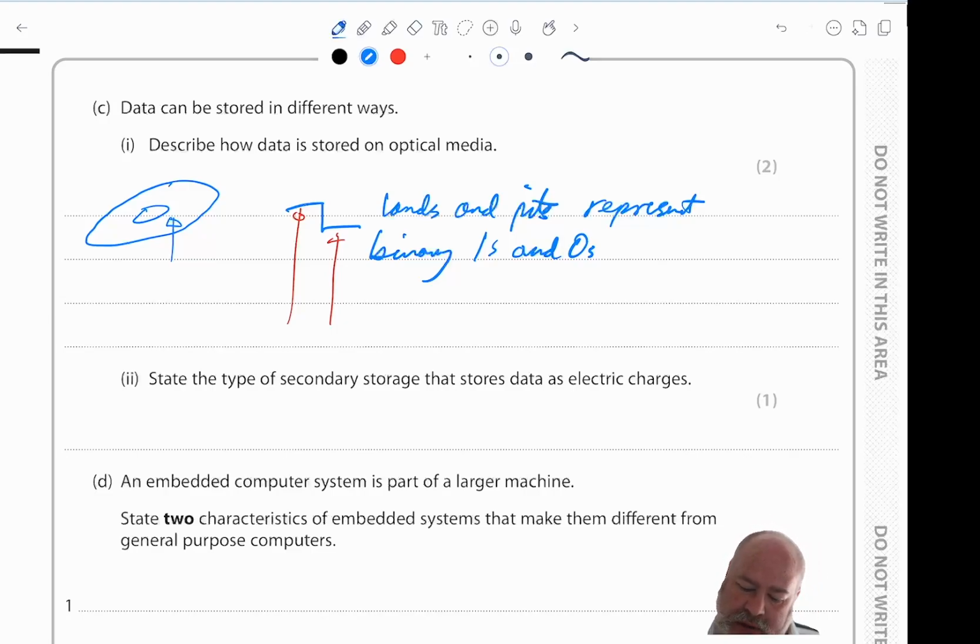State the type of secondary storage that stores data as electrical charges. Well, solid state disks do that. The other one would be magnetic. If you've got an HDD magnetic storage device with a spinning platter on it, that will be a magnetic coating that will hold those zeros and ones. But the one that holds electrical charges is an SSD, solid state.